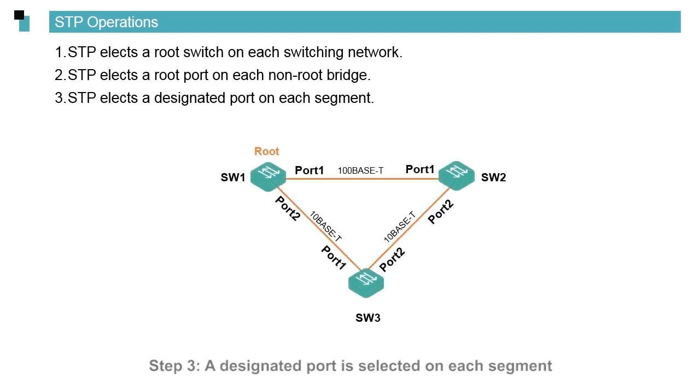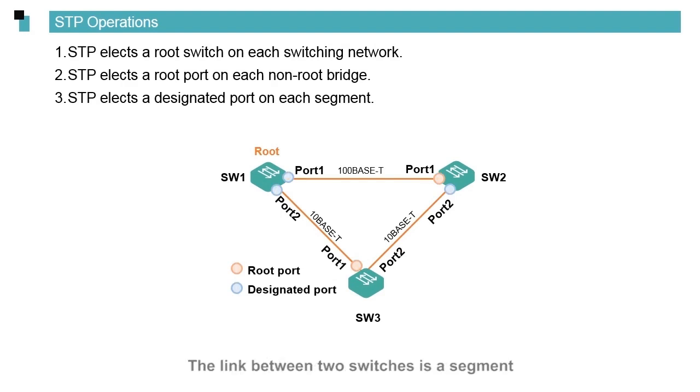Step 3. A designated port is selected on each segment. The link between 2 switches is a segment. All ports of the root bridge are designated ports. In other words, designated ports of the segment connected to the root bridge must be the root bridge's ports. In the figure, SW2 and SW3 compare the 2 ports on the segment. The 2 ports have the same root ID.